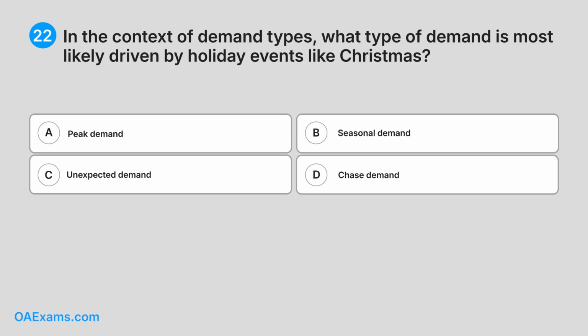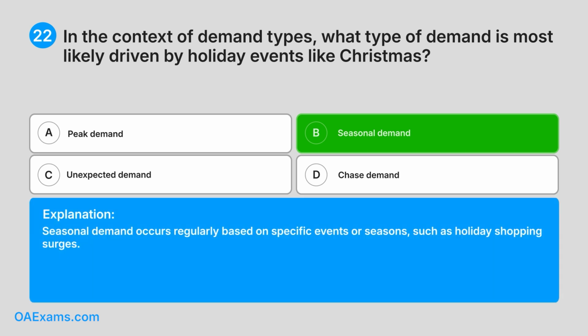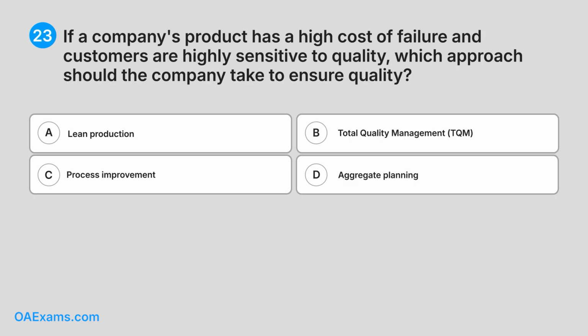Correct answer. B. Seasonal demand. Explanation. Seasonal demand occurs regularly based on specific events or seasons, such as holiday shopping surges. 23. If a company's product has a high cost of failure and customers are highly sensitive to quality, which approach should the company take to ensure quality?